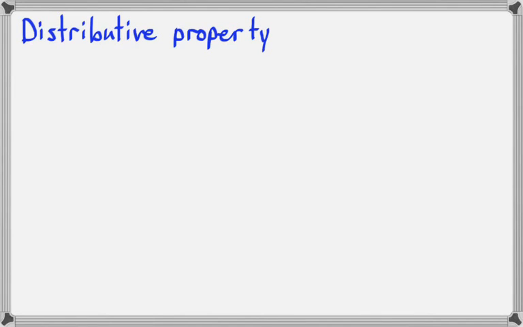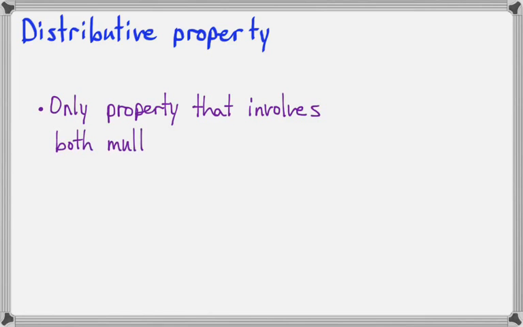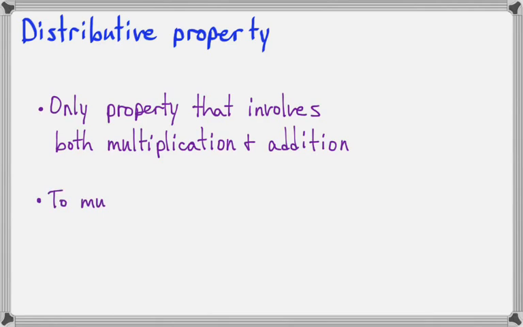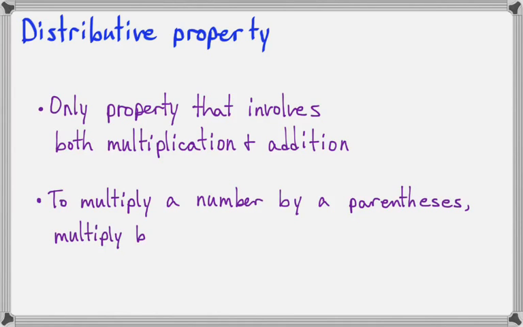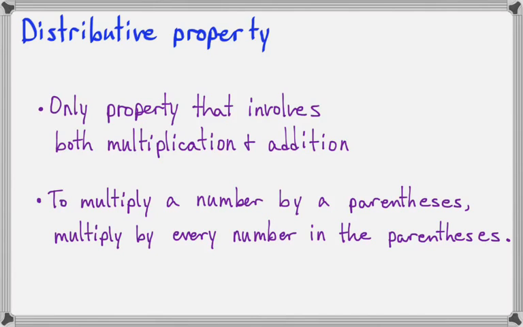In this lesson we're going to look at the distributive property, which is the only property that involves both multiplication and division at the same time. You know, we had the commutative property of multiplication, the commutative property of addition, but they were separate. And the distributive property involves them both at the same time. And what it says is that if you want to multiply a number by a set of parentheses, you multiply by every term inside the parentheses.